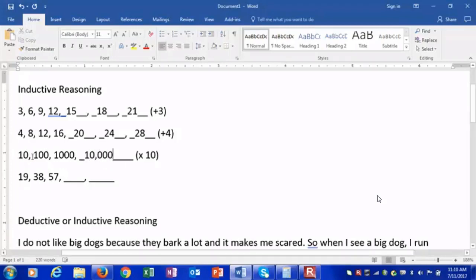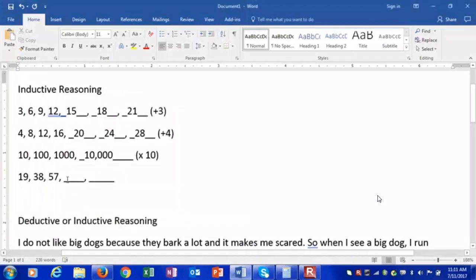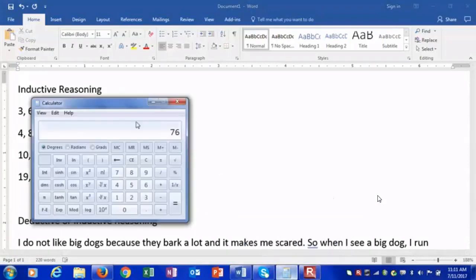Okay. 19, 38, and 57. 19 times what is 38? Well, of course, 19 times 1 is 19. 19 times 2 is 38. 19 times 3 is 57. 19 times 4 is 76. And 19 times 5 is 95.